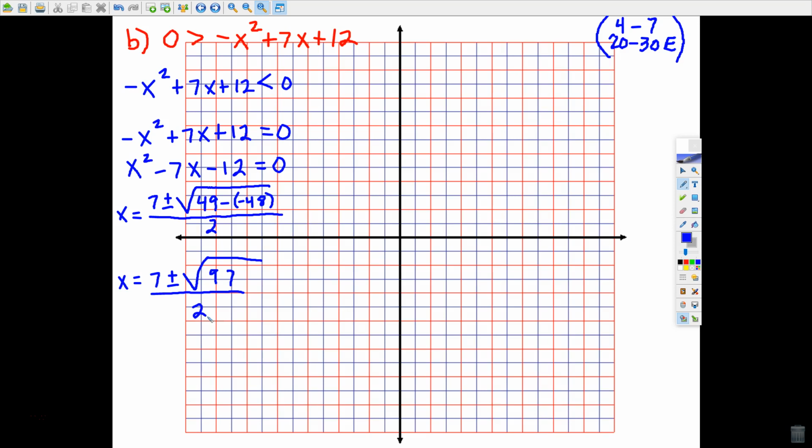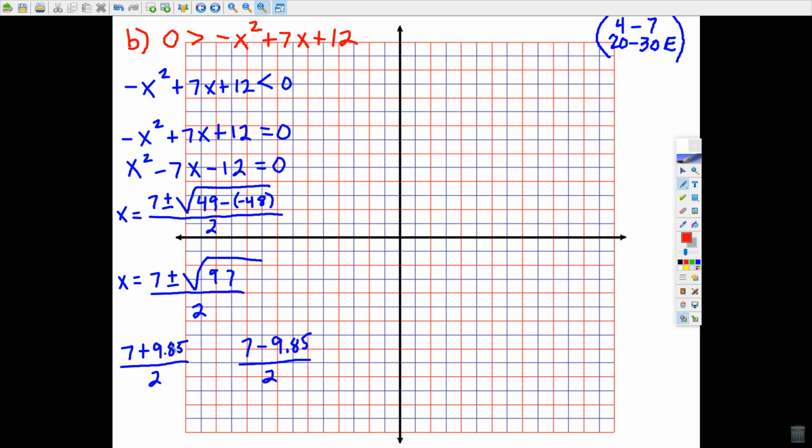Okay, calculator, the square root of 97 is 9.85. So the way I'm going to find these two x-intercepts, they're going to be irrational numbers, is I'm going to simplify 7 plus 9.85 and then add those together and divide by 2. And then I'm going to simplify 7 minus 9.85, subtract those and divide by 2.